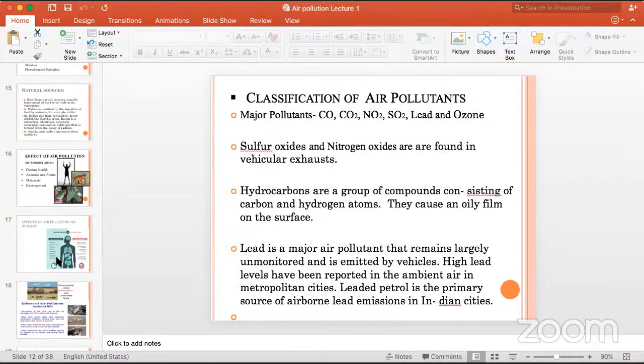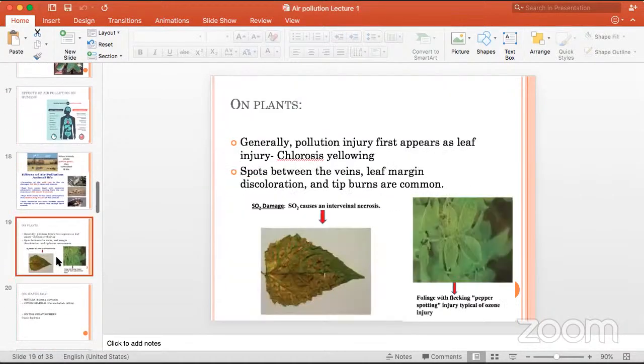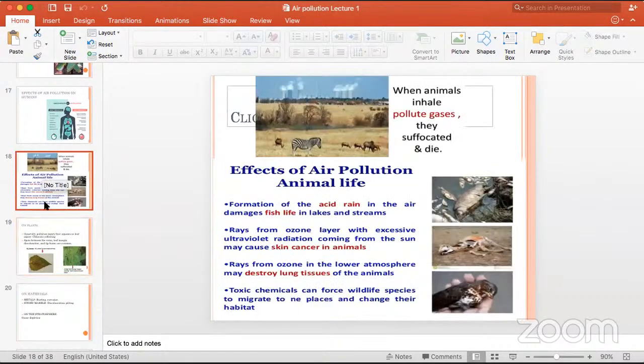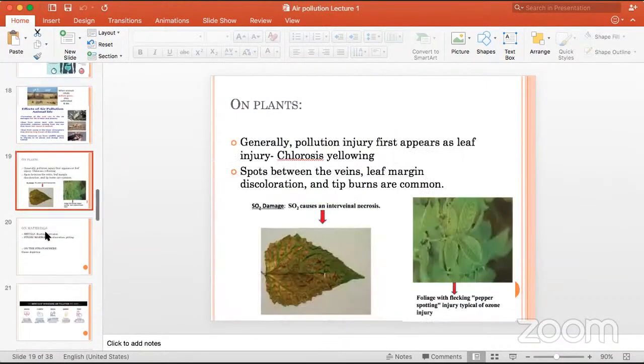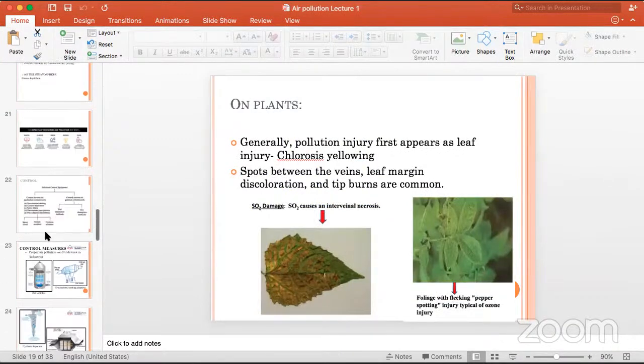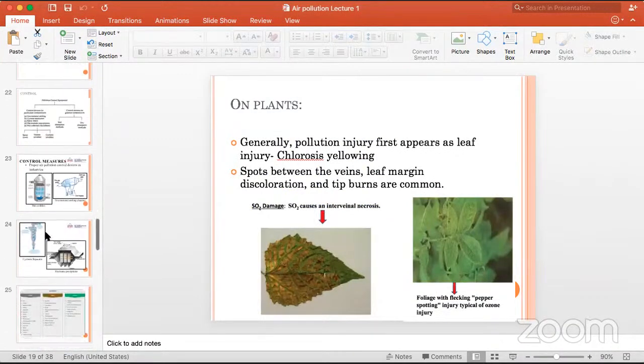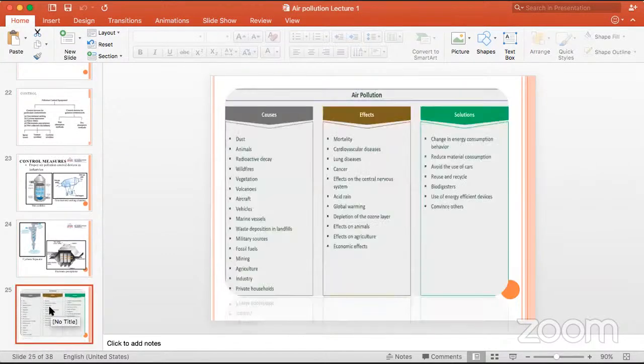If you remember, we also saw the effects of air pollution, very important, on animal life and on plant life. And we looked at some control measures also, some solutions at the industrial level. So yesterday I had asked you to tell me a few things about air pollution. So we have to discuss the solutions to air pollution.